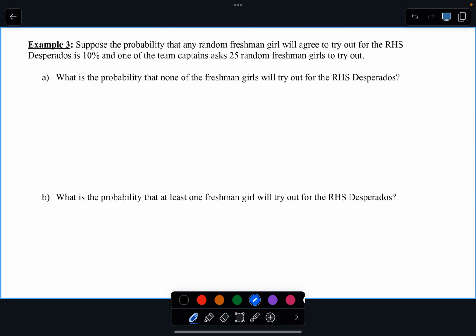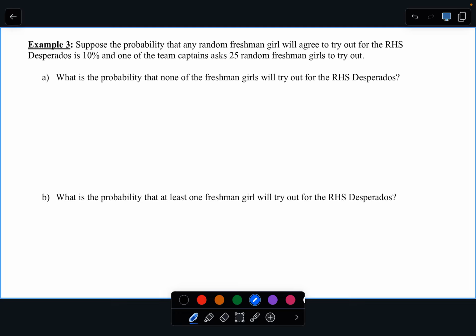We have a new setting. Suppose the probability that any random freshman girl will agree to try out for the RHS Desperados is 10%. Same probability. And one of the team captains asked 25 random freshman girls to try out. That's my number of trials. Binomial, binary, it's going to be try out, not try out. Independent for the most part. They're going to be independent brains that think of if they want to try out or not. And then we have our number of trials and our same probability.